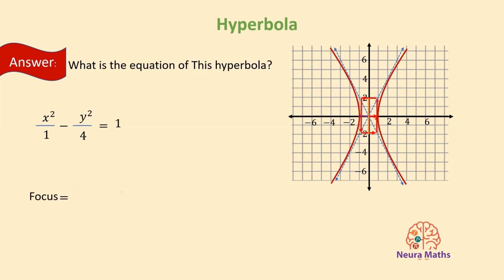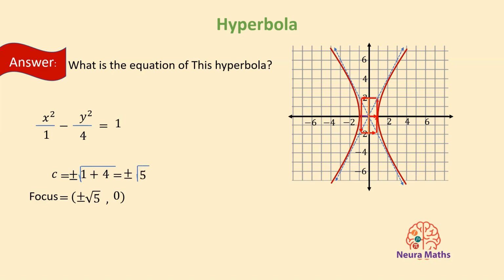What is the location of the focus point? The focus point exists on the x-axis so its y-coordinate is 0 and its x-coordinate is equal to positive and negative the square root of the sum of the two denominators, which can be simplified to be root 5.